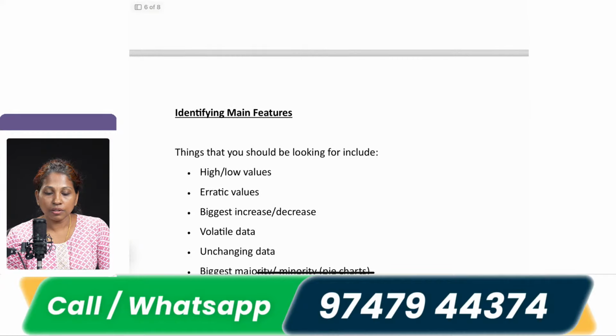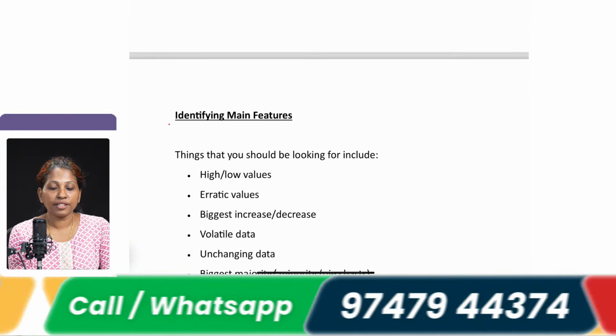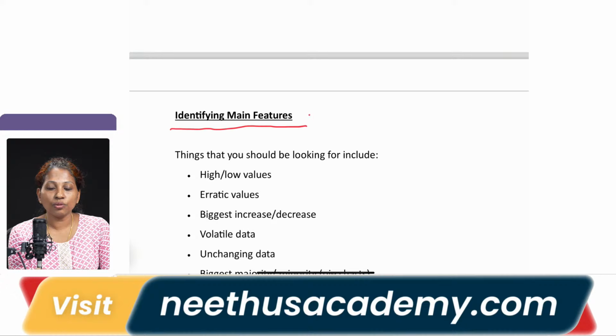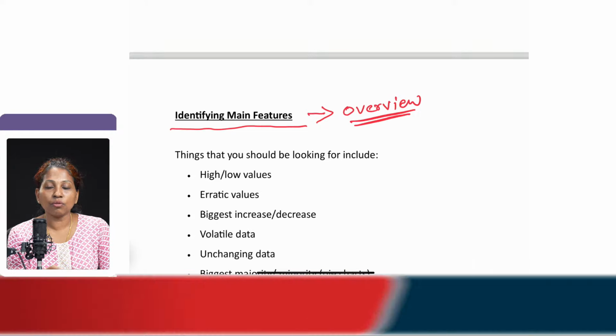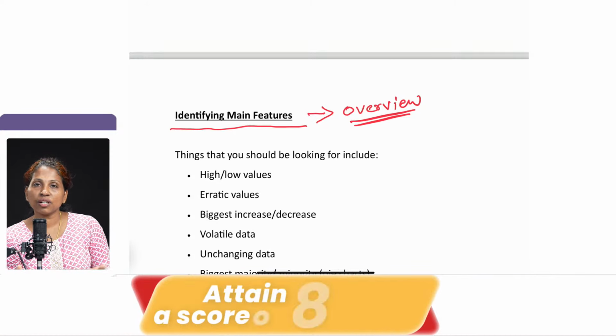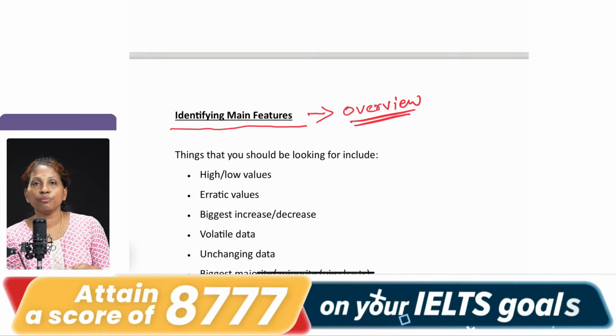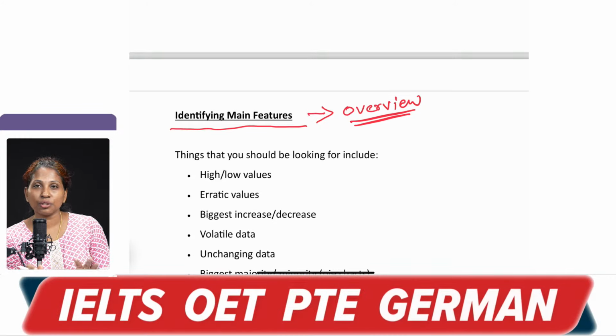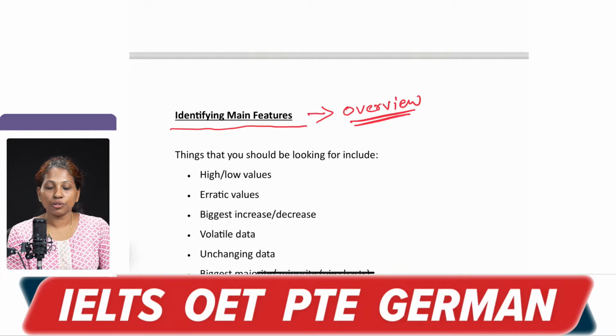Now, we all get confused when it comes to identifying the main features. When you write your overview, which is a very important point, what do you write in it? With a lot of information available in your diagram or graph, what is the most relevant information that can come into your overview paragraph? There are some questions you can ask yourself when you write that report.